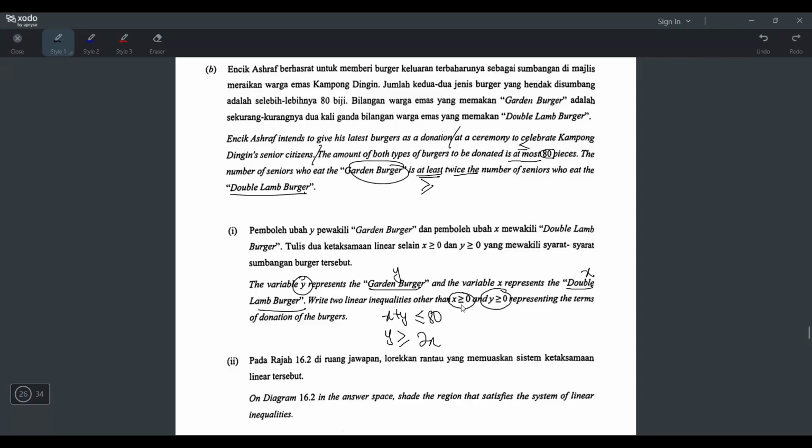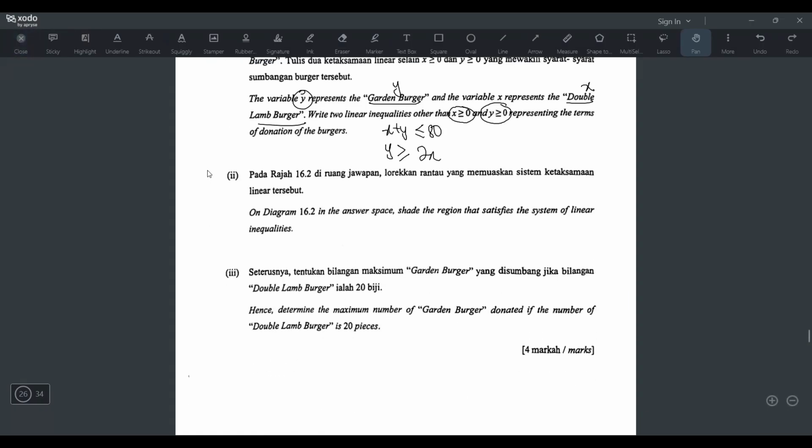So that's why they mention bigger must be positive, right? It cannot be less than 0. How can the number of burgers be negative? So quantity cannot be negative. That's why they mention x bigger than 0, y bigger than 0 here. Okay, with that, now we can do question number 2.